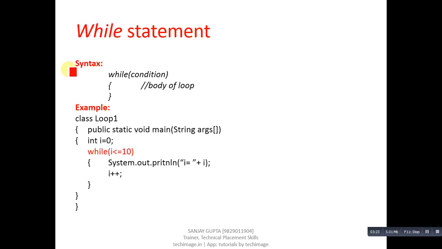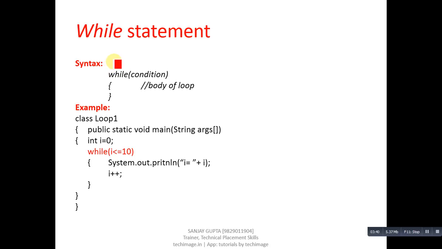The second type of loop is while. The while syntax is simple. In this we have to mention the condition within parentheses, then the body of the loop is available. Inside the body of the loop we can mention increment or decrement, and outside the loop we can use the initialization statement.